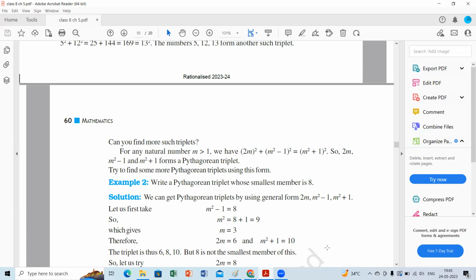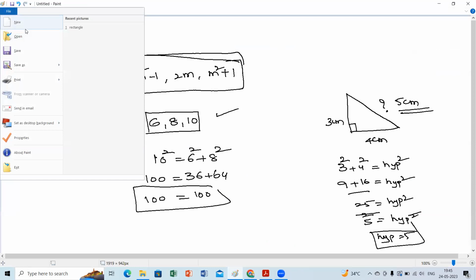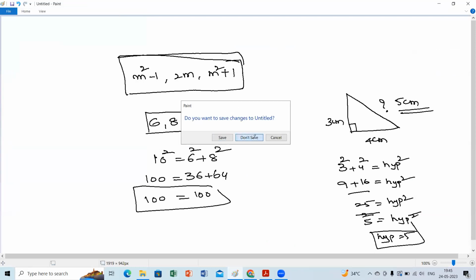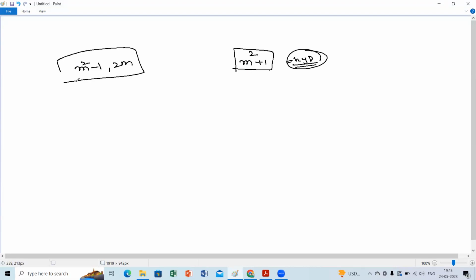You have to think a little logically here because there are two options. We know that in a Pythagorean triplet, m square plus 1 is the largest one. That's nothing but the hypotenuse. The largest side is the hypotenuse. We are not sure about m square minus 1 and 2m. Maybe it is either one of these.